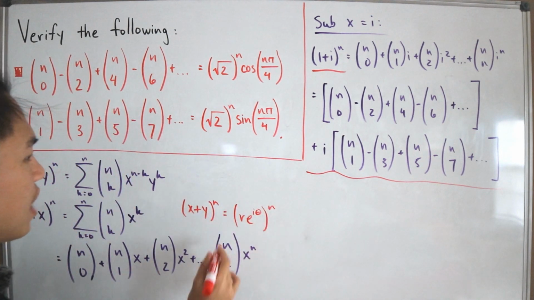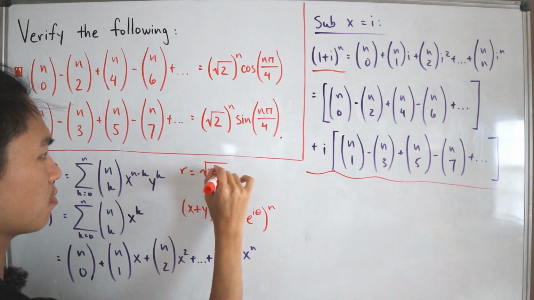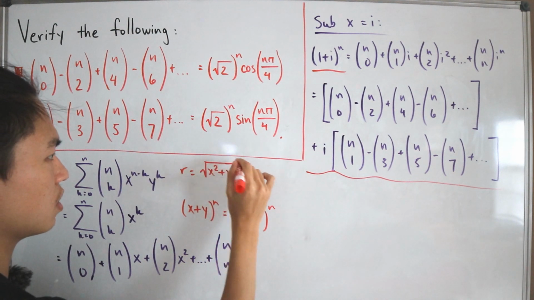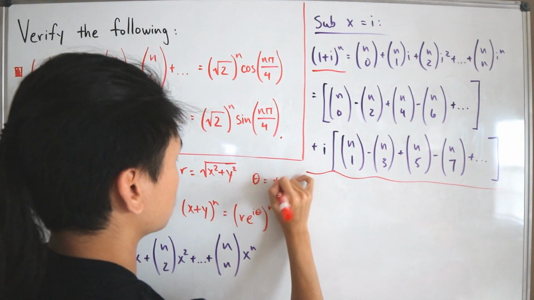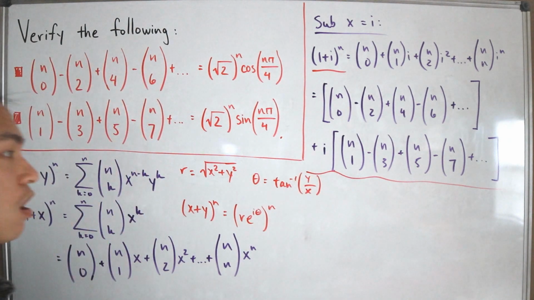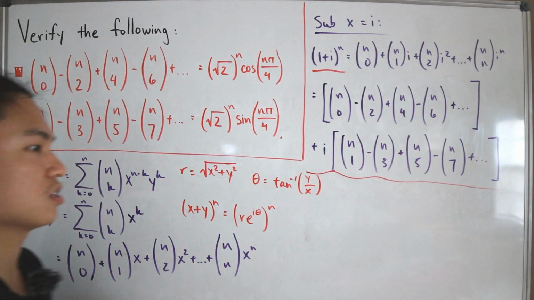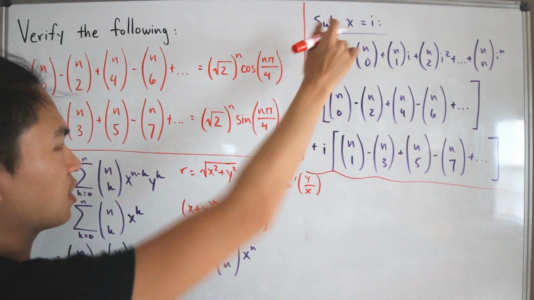So that means r is equal to our modulus, the radius, the square root of x squared plus y squared. And then our theta over here is of course going to equal the inverse tangent of y divided by x, theta being our argument, since we're looking at this in the complex plane. So from here, now let's expand this out in polar form.